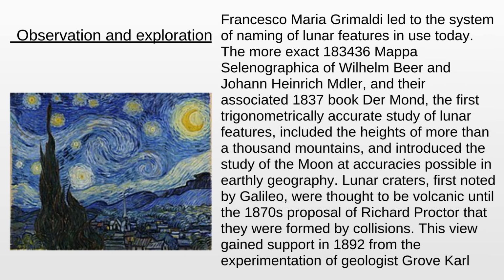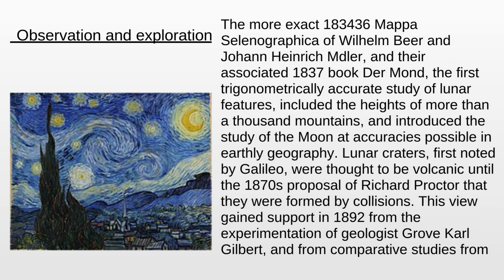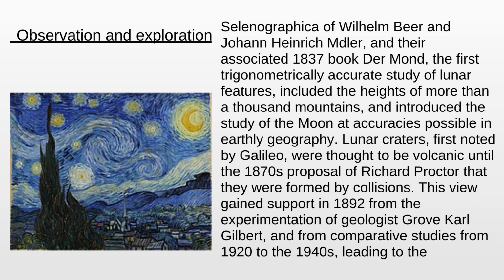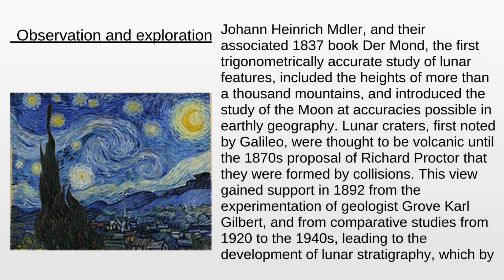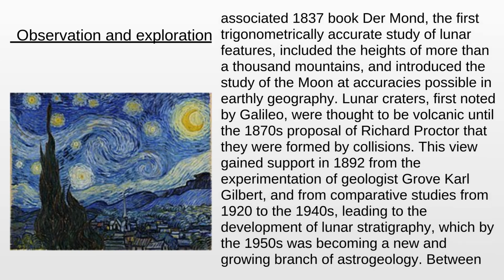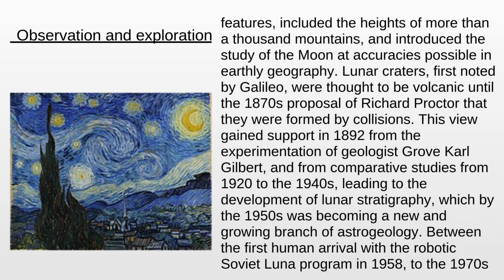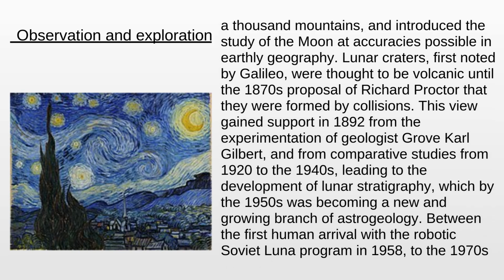The more exact 1834-36 Mappa Selenographica of Wilhelm Beer and Johann Heinrich Mädler, and their associated 1837 book Der Mond, the first trigonometrically accurate study of lunar features, included the heights of more than 1,000 mountains, and introduced the study of the Moon at accuracies possible in earthly geography.